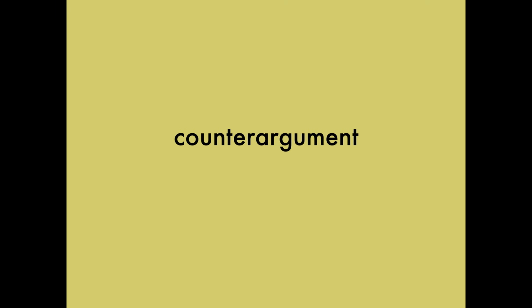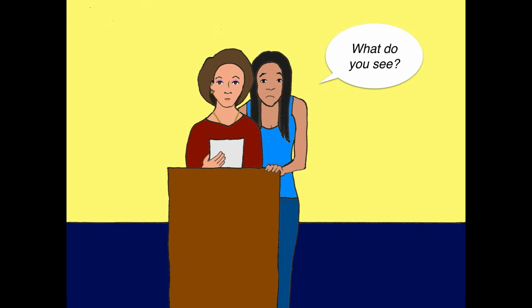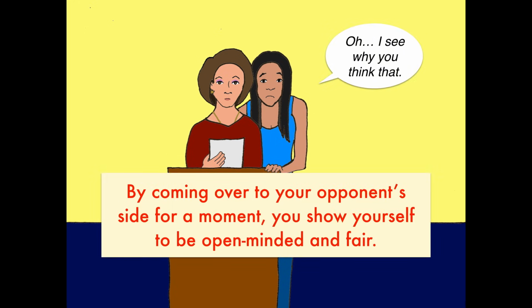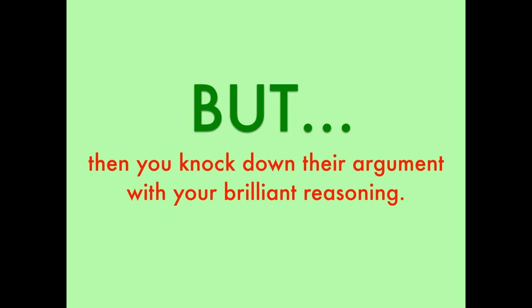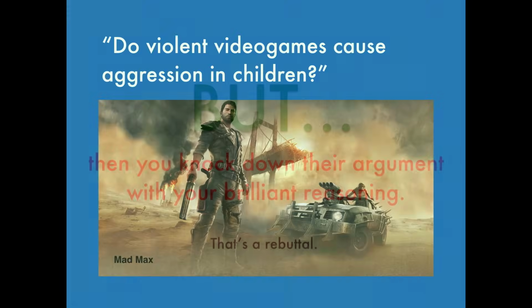That's where the counterargument or counterclaim comes in. By showing that you understand what this issue looks like from where your opponents are standing, you disarm them. You come over to your opponent's side for a moment and show yourself to be open-minded and fair. You admit that your opponents have a reasonable position and you can understand why they think what they do. But your argument is just more right than theirs, and you forcefully explain why. That's a rebuttal.